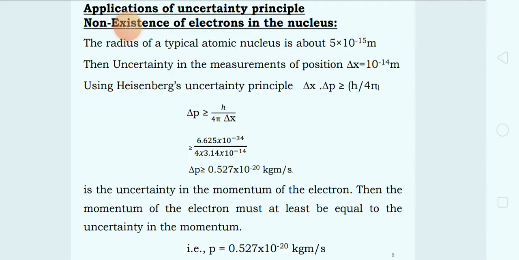Thus, if an electron exists inside the nucleus, then the uncertainty in its position must not exceed the value of 10 power minus 14 meters. Therefore, the uncertainty in the measurement of position of an electron, delta x, is 10 power minus 14 meters. In turn, one can evaluate the uncertainty in the momentum using the Heisenberg uncertainty principle.